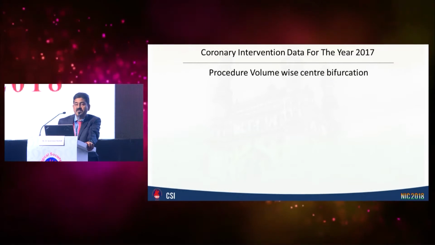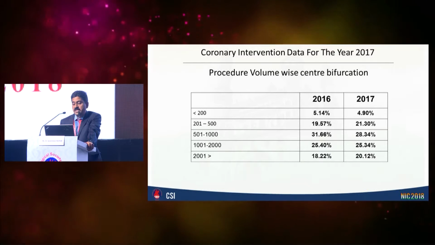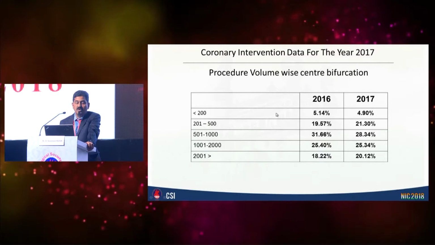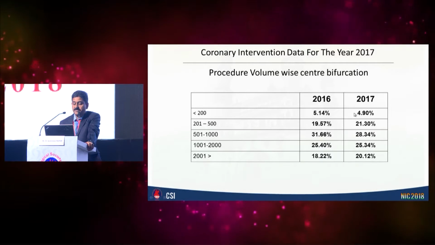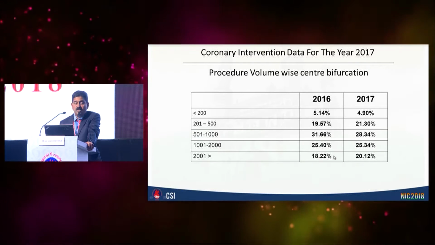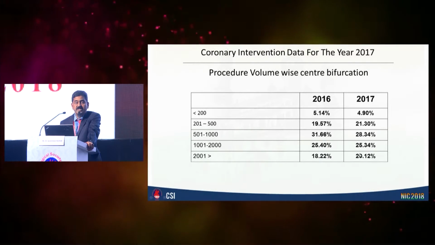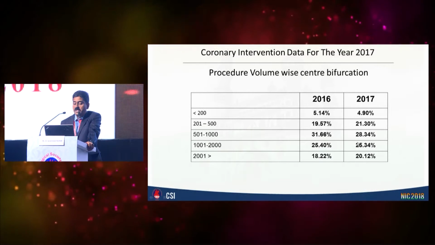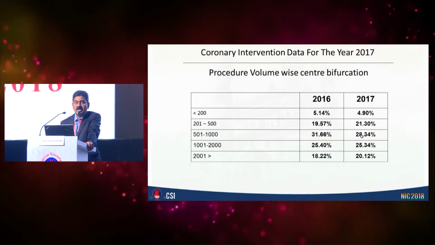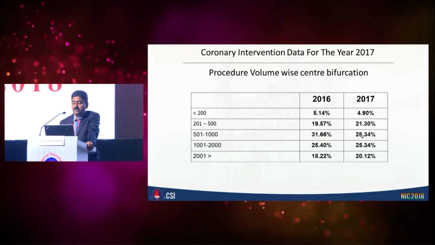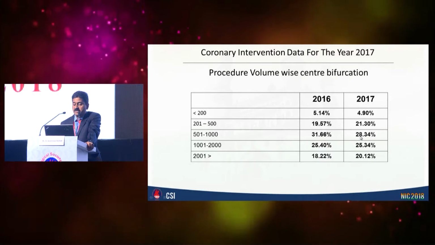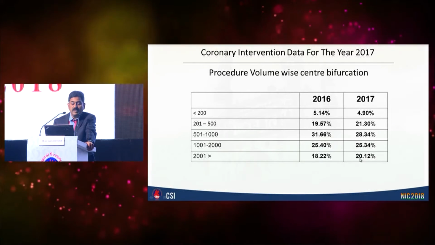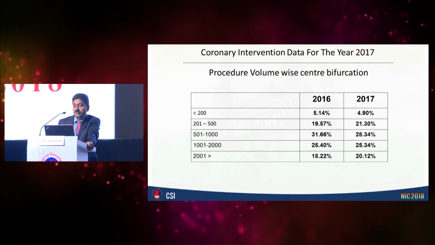Then procedure volume-wise, center-wise bifurcation. Why it is important for us to understand this is that a large number of Tier 2 cities are coming up who do less than 200 PCIs and contribute about 5% as before. More than 2,000 procedures are done in about 20 centers in the country, contributing about 20% of the total volume. Then 1,000 to 2,000, about 25%. And most commonly, I would feel, average centers in the country do somewhere between 500 to 1,000, contributing about 28.3%. So if these high volume centers together can come up on a platform and create some 100% data registry, then the information goes up like anything.